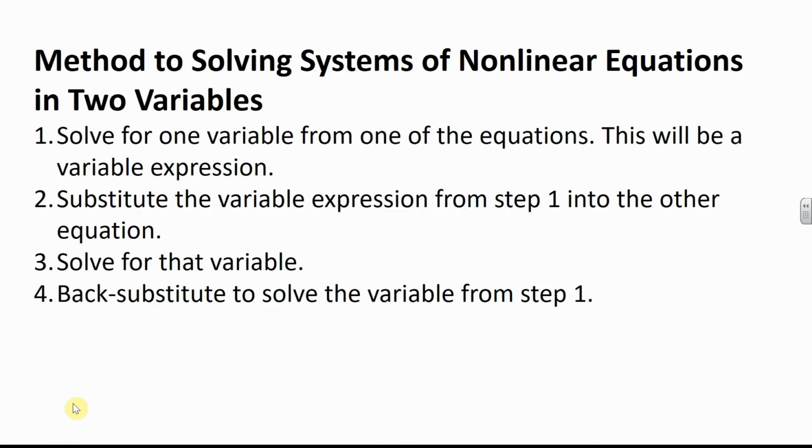Here are my steps, methods for solving systems of nonlinear equations in two variables. Solve for one variable from one of the equations. When I say solve, you're not going to get a number. This would be a variable expression. Substitute that variable expression into the other equation for that variable, and then simplify and solve for that variable. The cool thing here is that you may get more than one solution.